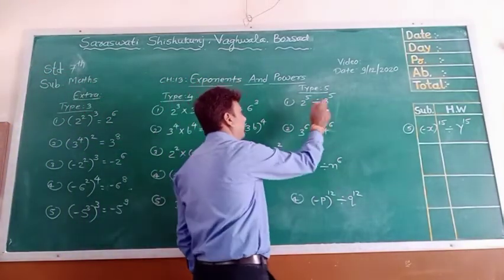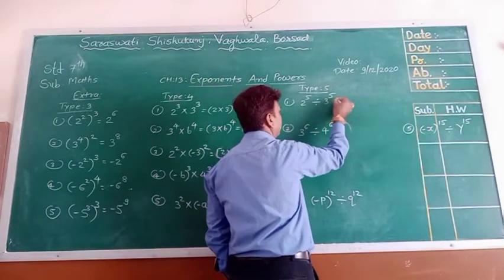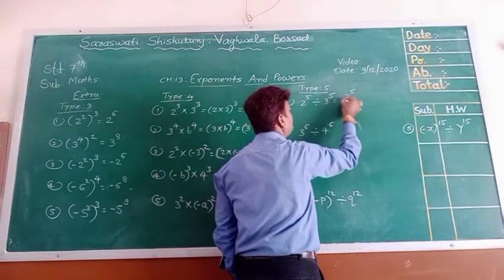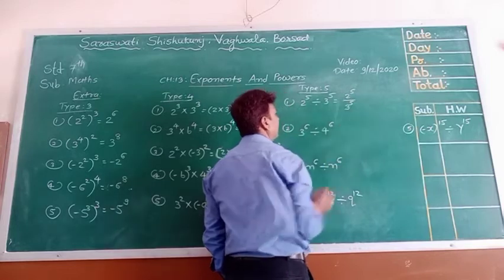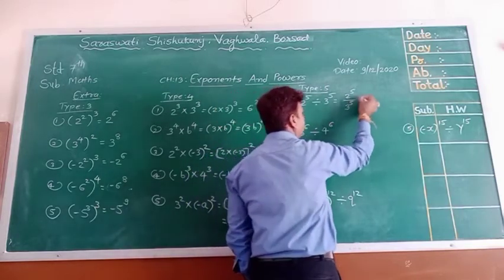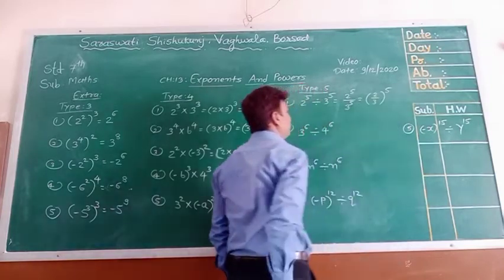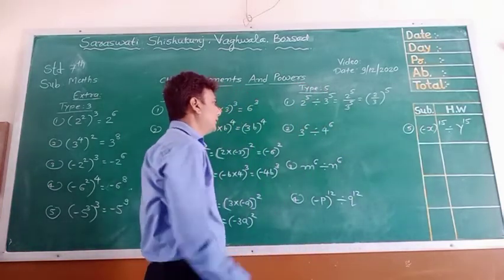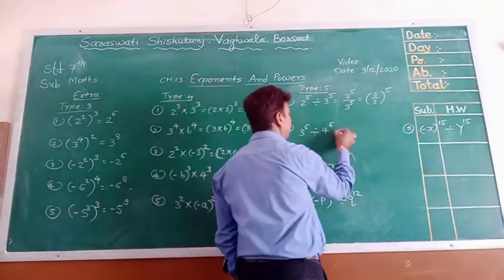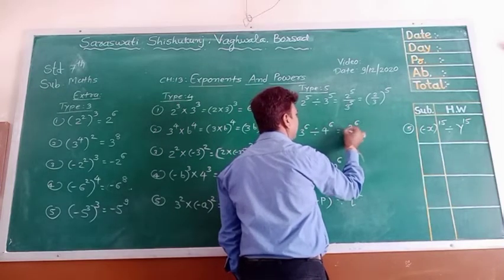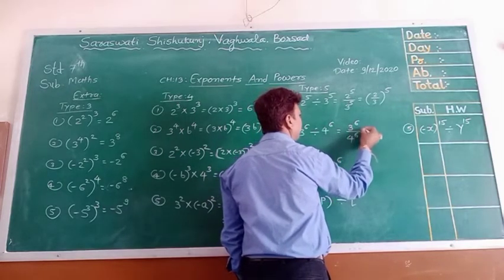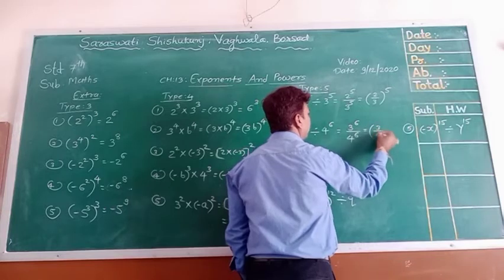Here also we can say both have the same base, 2 raised to 5, 3 raised to 5. This way we can write, and both have the same power, so we can write 2 upon 3 raised to 5. 3 raised to 6 divided by 4 raised to 6. So we can write 3 by 4 raised to 6.